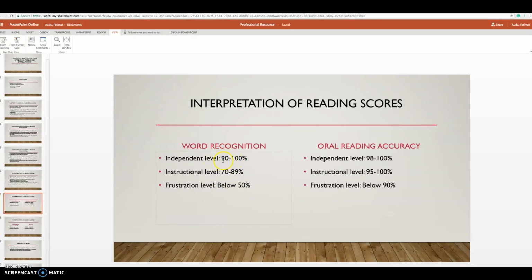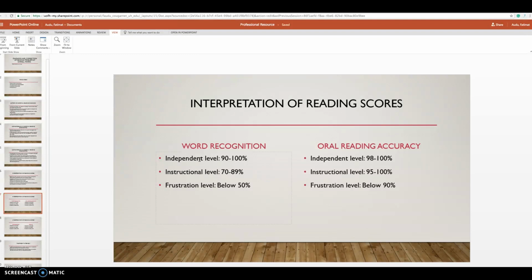So at these percentages, like if a child scores 90 to 100% for word recognition, they're at the independent level, and so on and so forth for instructional and frustration. I obviously couldn't go into great detail in this presentation because it's only 10 minutes, but the book goes over how you break down these scores.